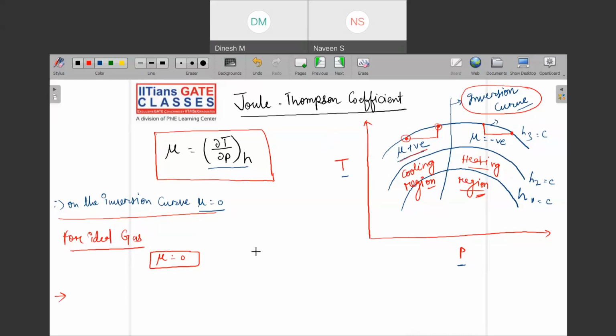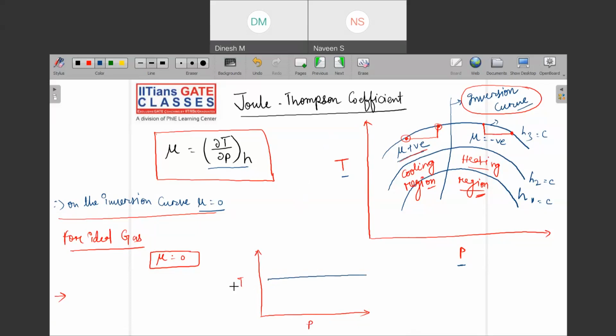And one more thing is, can you see that for ideal gases, if I draw this is T and P, for ideal gases, enthalpy is a function of temperature only. Then what is the isenthalpic line? This one, right? So you would receive no cooling, or rather there will be chances of being heated. Okay.